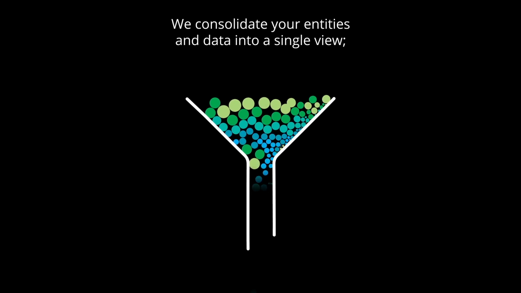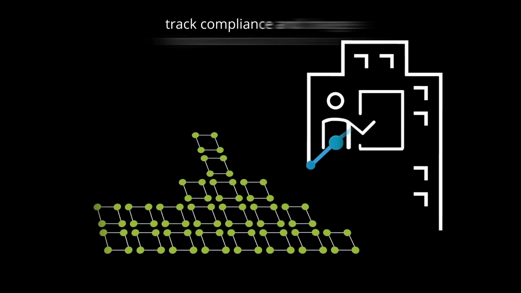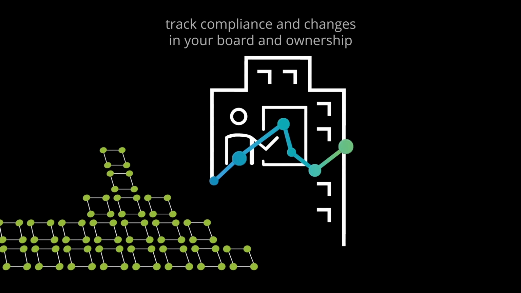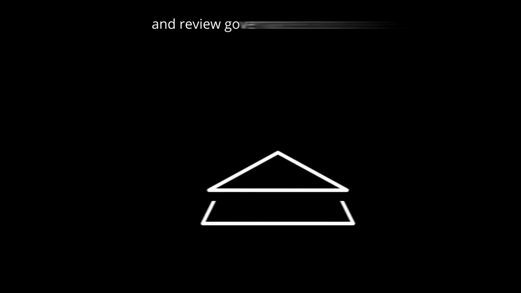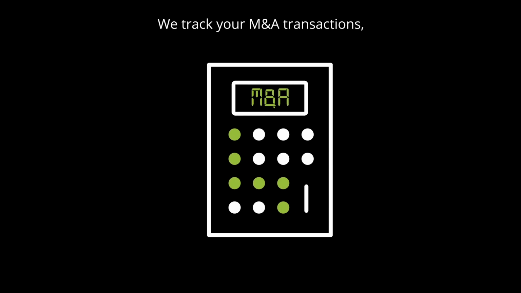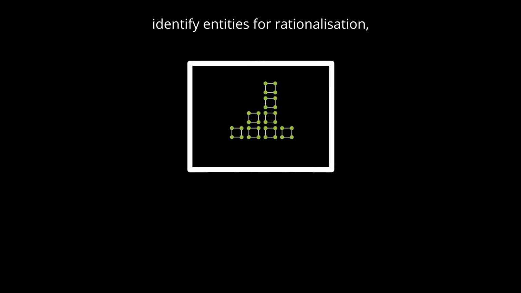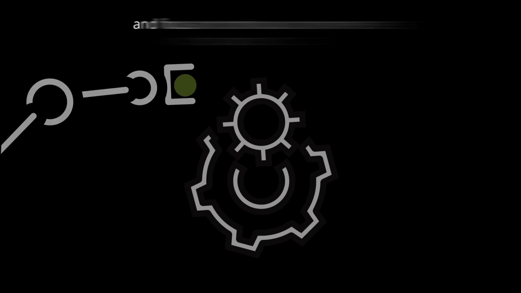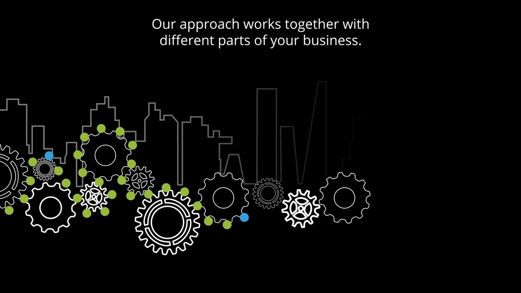We consolidate your entities and data into a single view, track compliance and changes in your board and ownership, monitor changes in legislation and regulation, and review governance structures. We track your M&A transactions, chart your organization, identify entities for rationalization, and focus on continuous improvements, including automation. Our approach works together with different parts of your business.